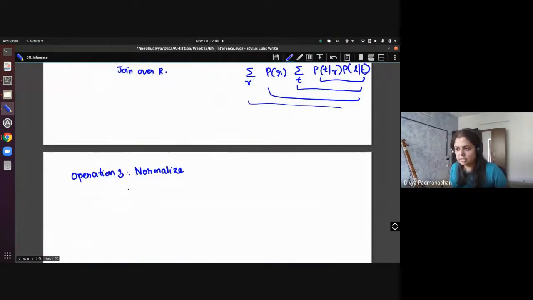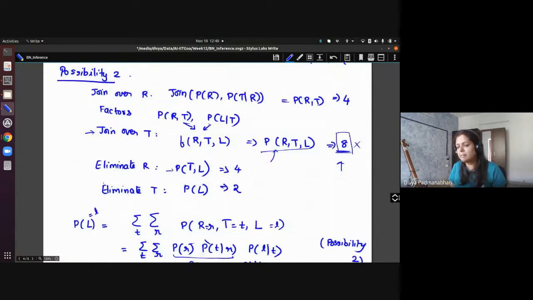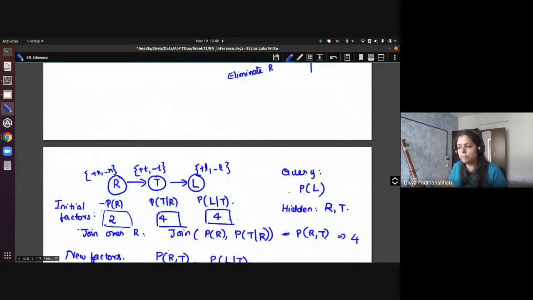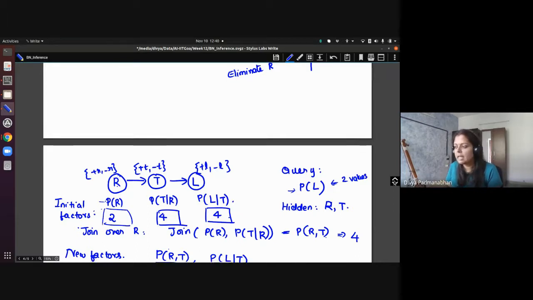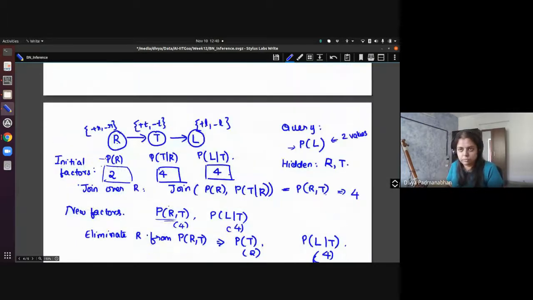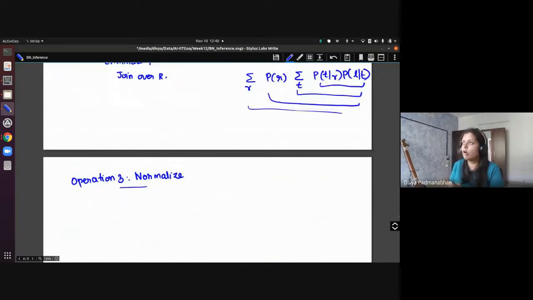So let me go to the next operation, which is normalize. In the example that we took here, we wanted to compute P of L, which means computing two values. A table containing these two values is what we wanted. There was no evidence here. Another kind of operation: remember we started off by saying you have a query given some evidence. Suppose you had P of L given R equal to plus R. In this case, you're interested in only the fraction where R equals plus R.